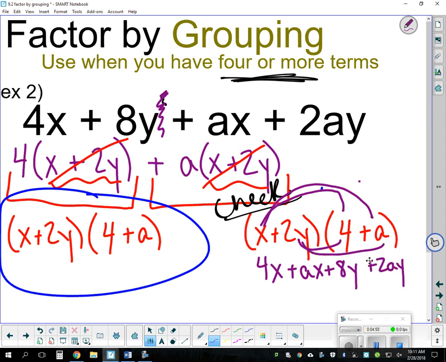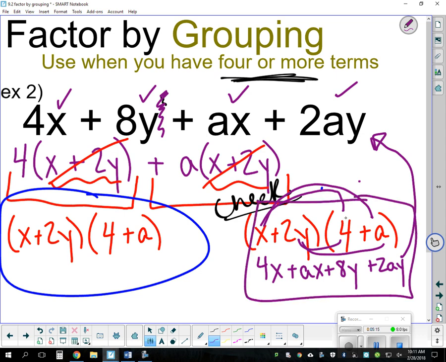Compare what we got here to our problem. It's in a different order, but it's all there. There's 4x, there's ax, there's 8y, and there's 2ay. So these are equivalent, so our check works out. Okay? So let's try another one.